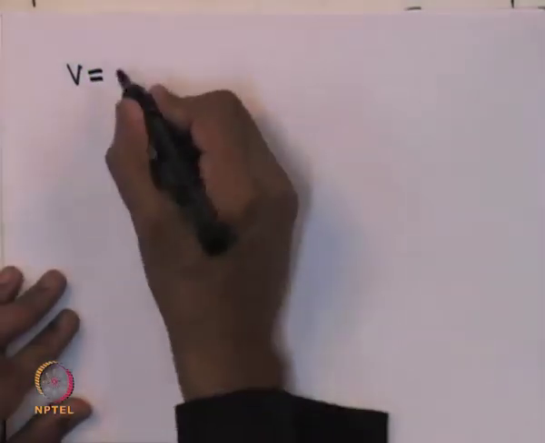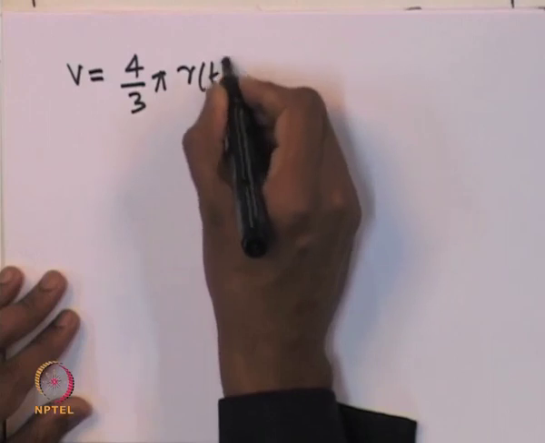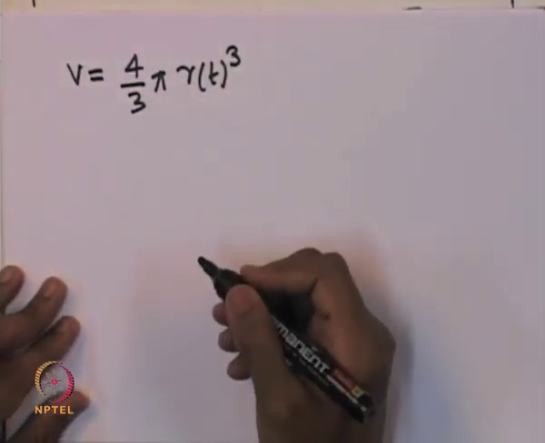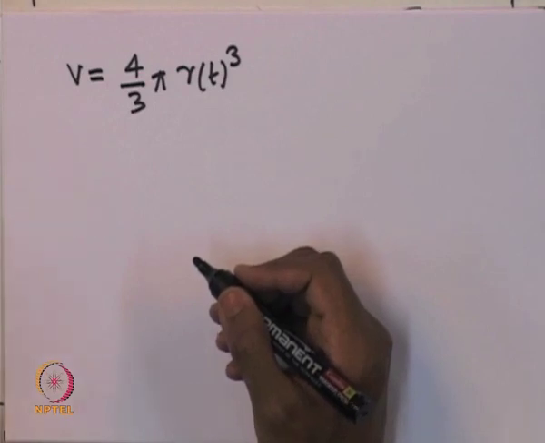Remember that the volume changes as a function of time, because as the reaction occurs the core is shrinking, and so the volume of the unreacted solid core changes with time. Because we have assumed a spherical particle, the volume is given by 4 by 3 pi r cube. Remember that this r is a function of time, because as time progresses the core shrinks in size, and so the radius of the unreacted material is a function of time.